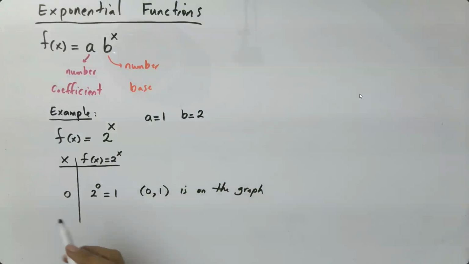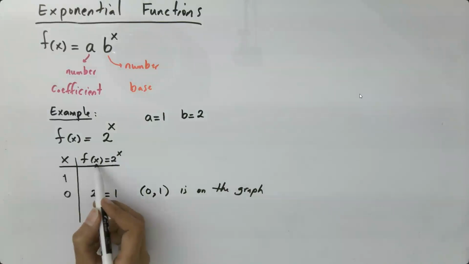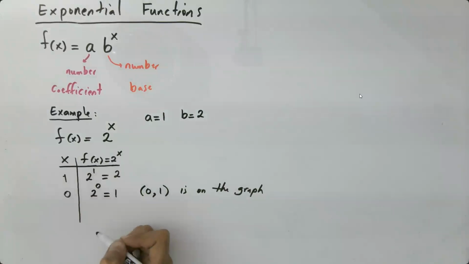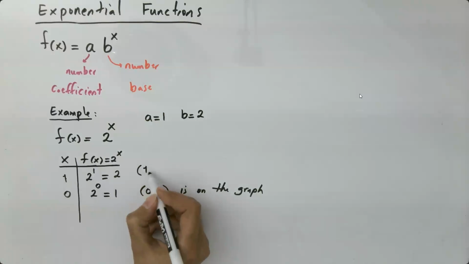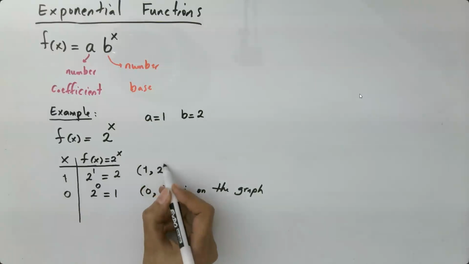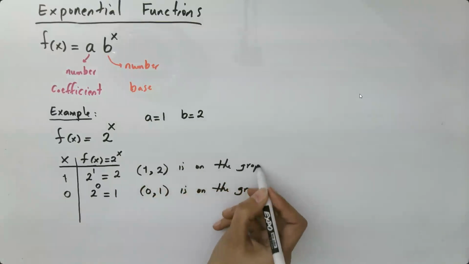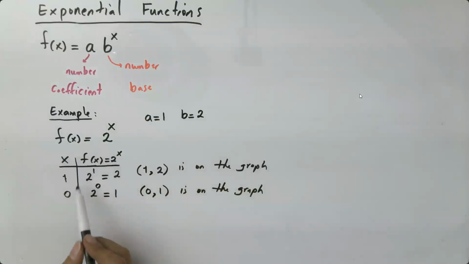Very good. Let us plug in some positive numbers. Like 1. My x is 1, so f of 1 is 2 to the power 1. 2 to the first power is nothing but 2. So what's the meaning of that? It means that the point with first coordinate 1 and second coordinate 2 is on the graph. Okay, so far so good. Guys, remember that this is not a linear function, so we need more than 2 points.